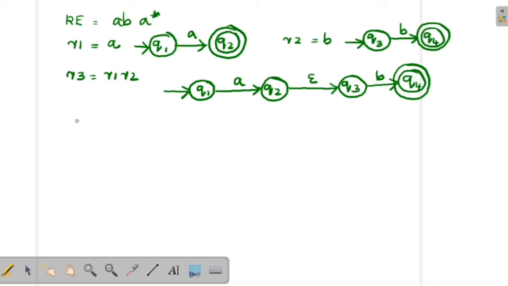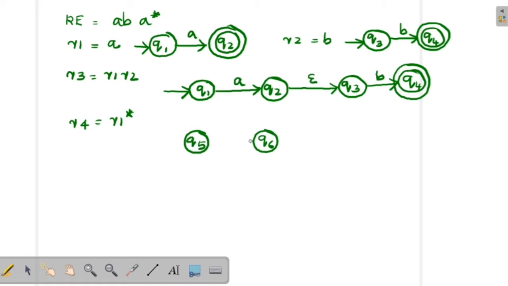Okay, next we draw R4, that is R4 we can write as R1 star. Here R1 is equal to A, so we get A star. That is, you know A, this is the epsilon NFA for A. So to convert it into A star, instead of using Q1, here it is Q5, because we already used Q1, Q2, Q3, Q4.